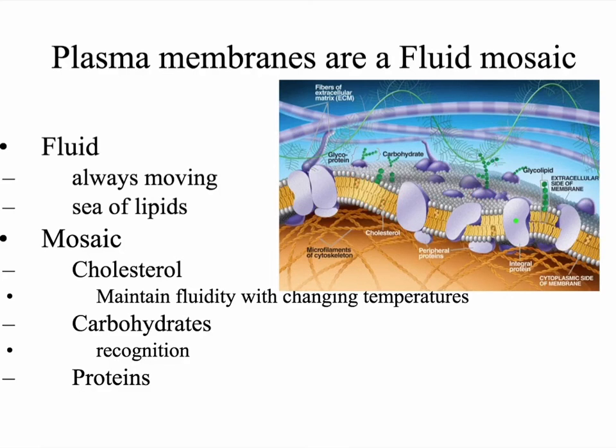And all of these parts and pieces are actually fluid. So they're constantly moving and shifting relative to each other. So it's said that a plasma membrane is a fluid mosaic.